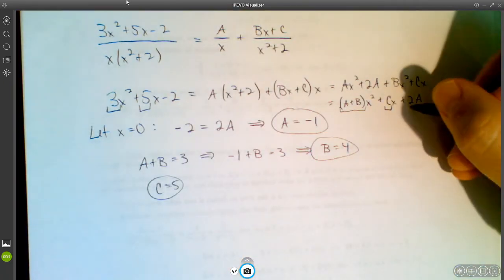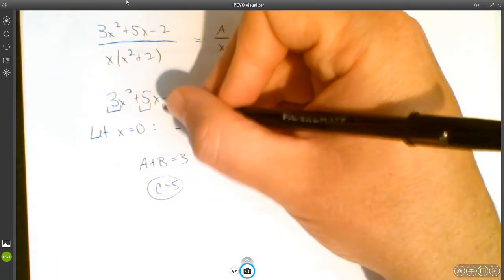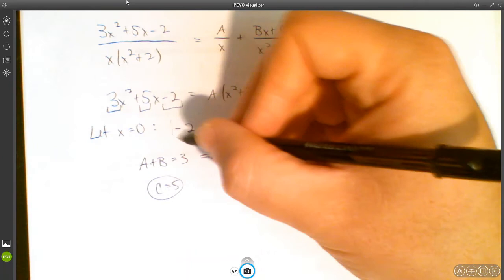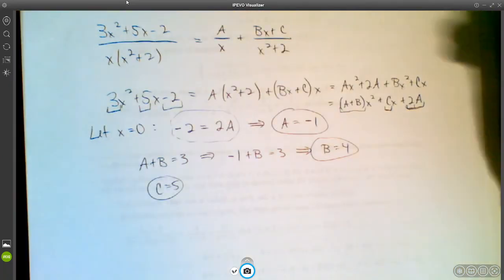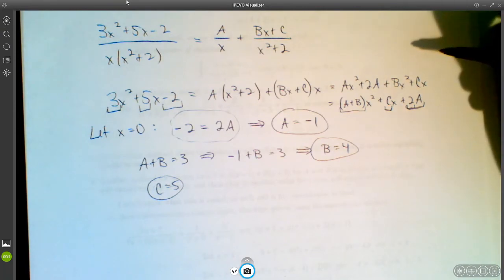And by the way, I also know that 2A has to equal -2, which is exactly what I wrote down here, right? So I would get A equals -1 doing it that way as well. There you go. So equating coefficients is not a terrible way to go in this case.